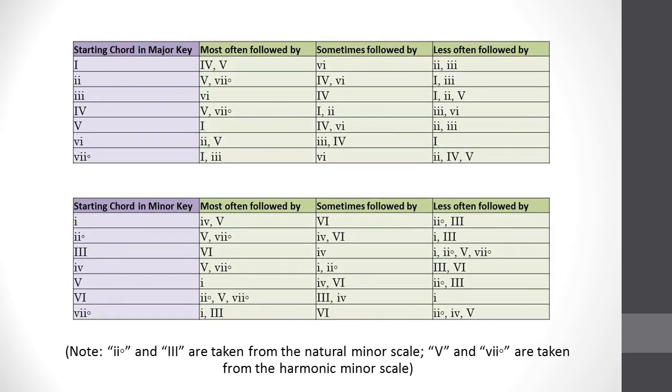Music theorists who have studied centuries worth of music have found that certain progressions are used more often than others. Here are 2 charts that illustrate this. The first is for major keys, the second is for minor keys. With so many possible progressions, you can see how the formula tonic, predominant, dominant, tonic is not a strict rule.